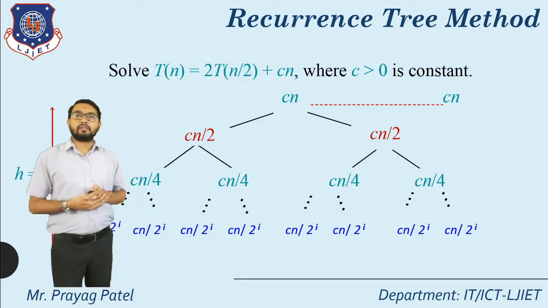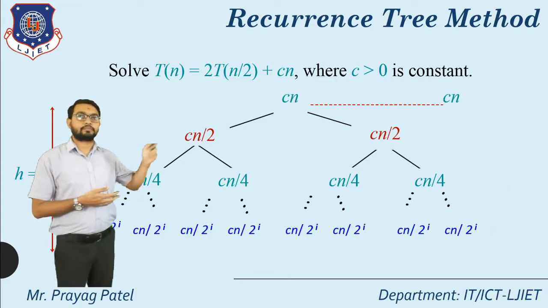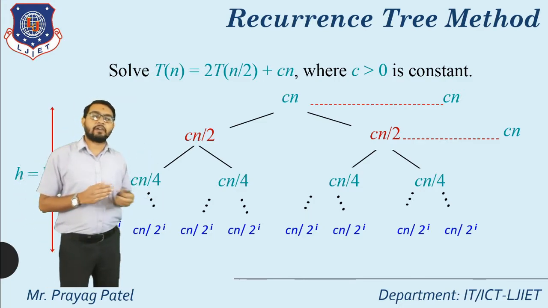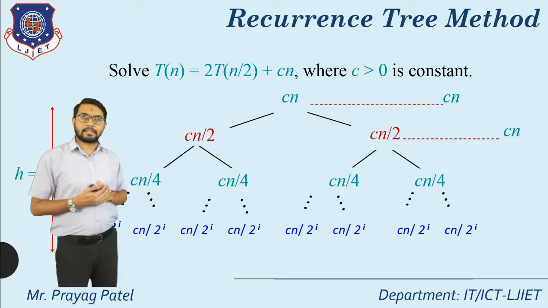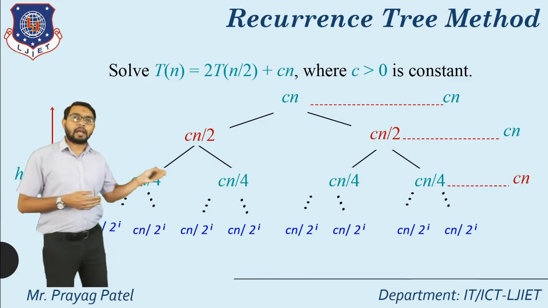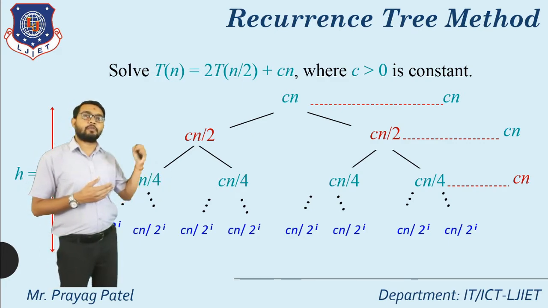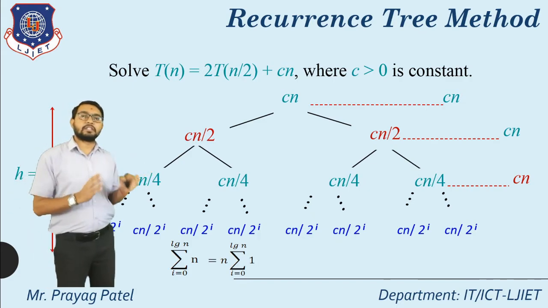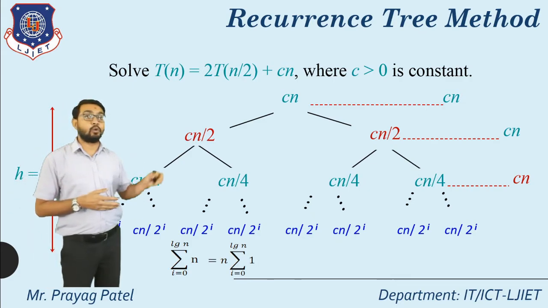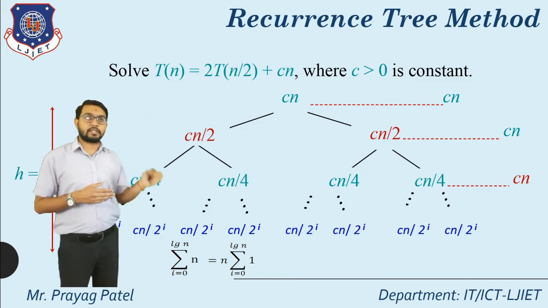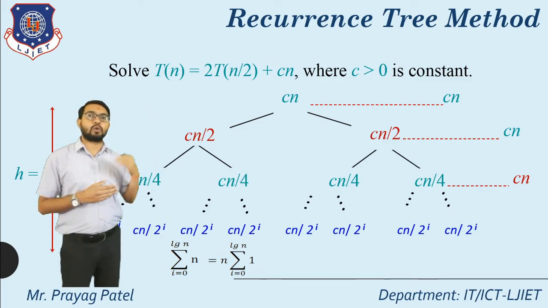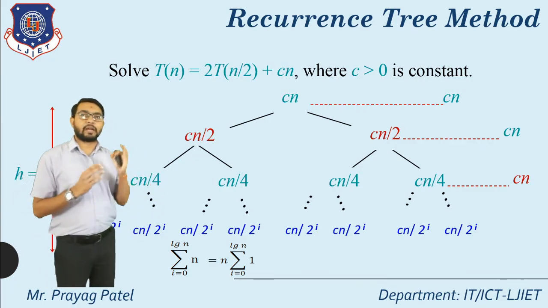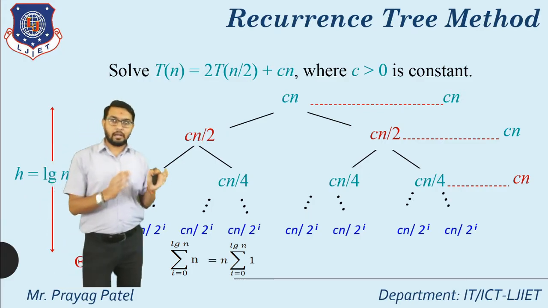Now consider the first level cost as C into N. Second level total cost equals Cn divided by 2 plus Cn divided by 2, equal to Cn cost. For the next level, N by 4 plus N by 4 plus N by 4 plus N by 4 means total cost equals Cn. For all the levels, we consider the cost as C into N. Now how many times will this process, C into N plus C into N, be executed? For level number 0 to level number I, and I means log N base 2.